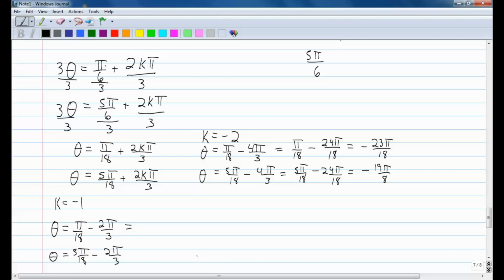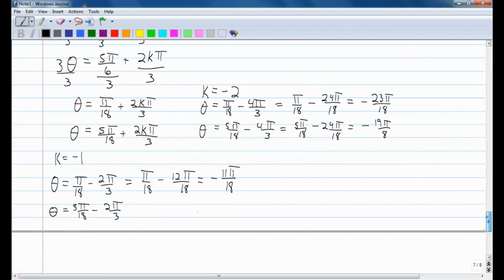So again, the common denominator would be 18. So this is pi over 18 minus, 3 goes into 18 6 times, 6 times 2 is 12 pi over 18. So 1 pi over 18 minus 12 pi over 18, that's going to be a negative 11 pi over 18. Of course, that's less than 0 because it's negative, so that's not one of my solutions.